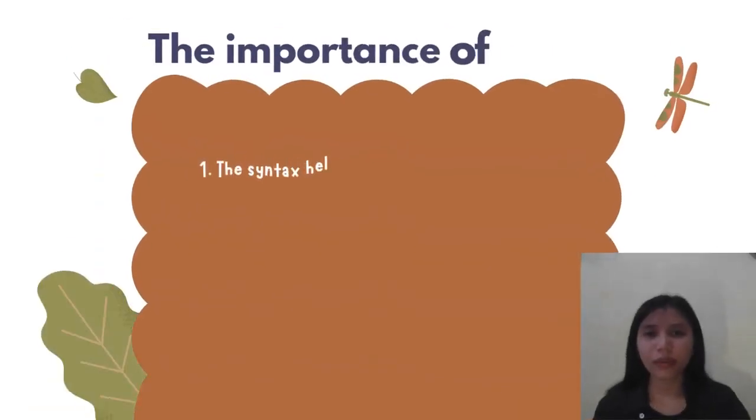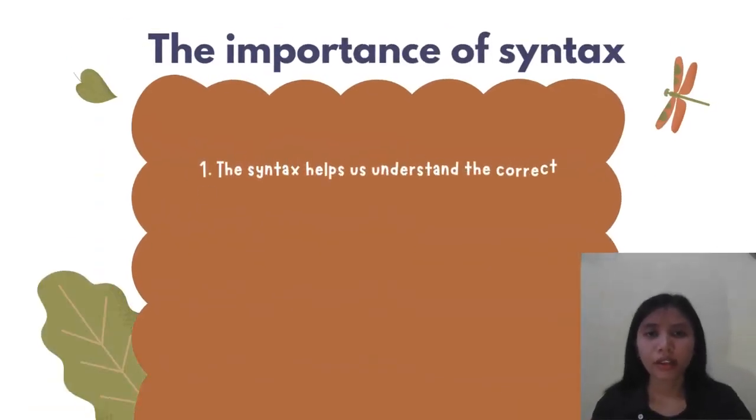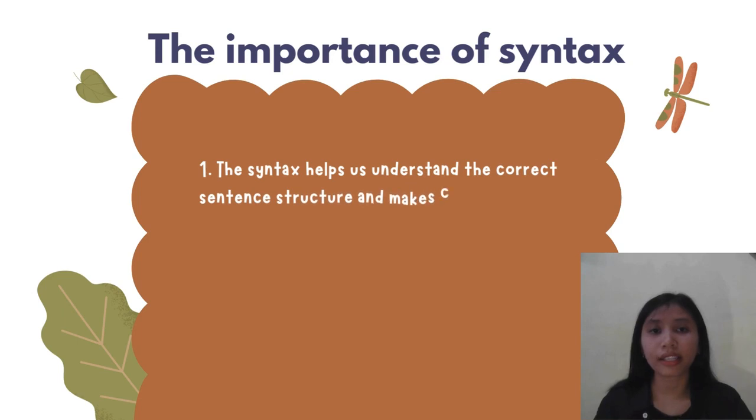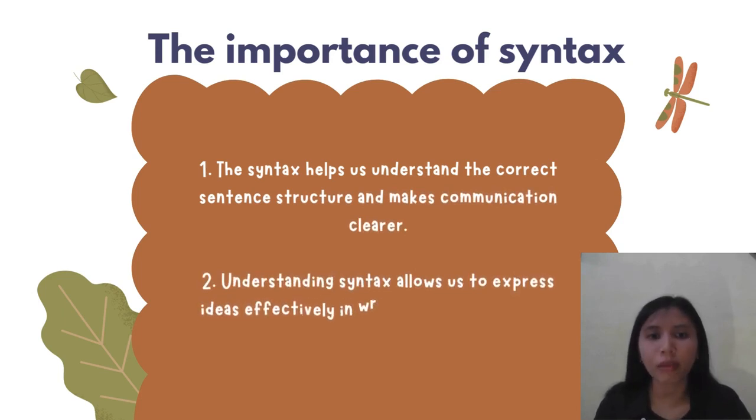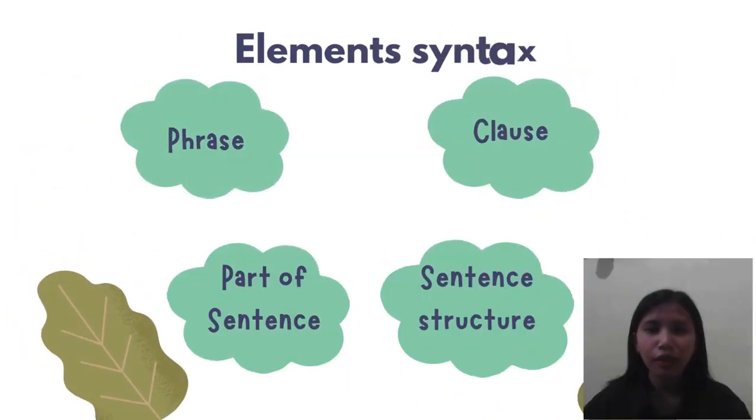Okay, the next one, there is the importance of syntax. There are two importances of syntax in this slide. The first one, syntax helps us to understand the correct sentence structure and makes communication clearer. The second one, understanding syntax allows us to express ideas effectively in writing and conversation. We move to the elements of syntax. There are 4 elements of syntax. The first one, phrase. The second one, clause. The third one, part of sentence. And the last one, sentence structure.